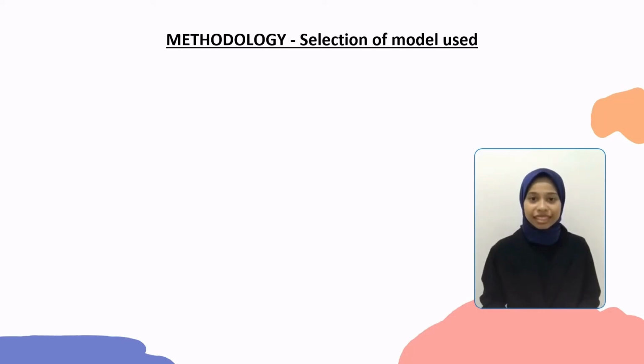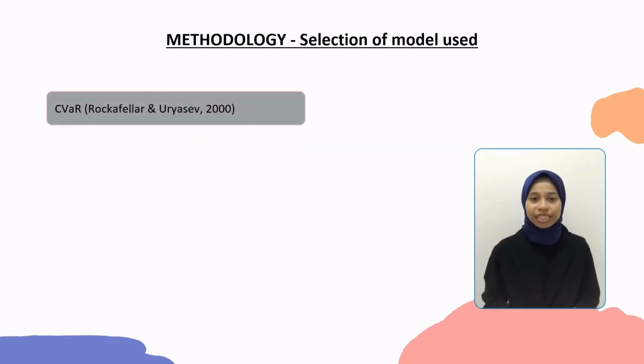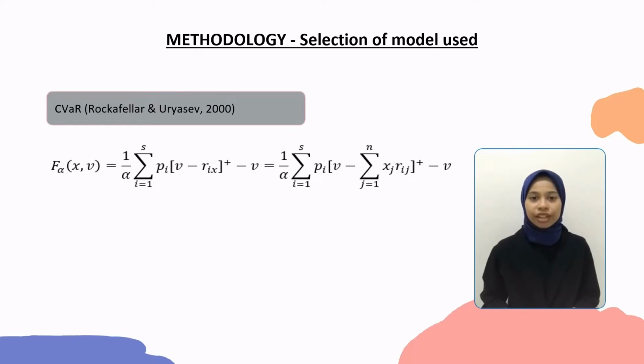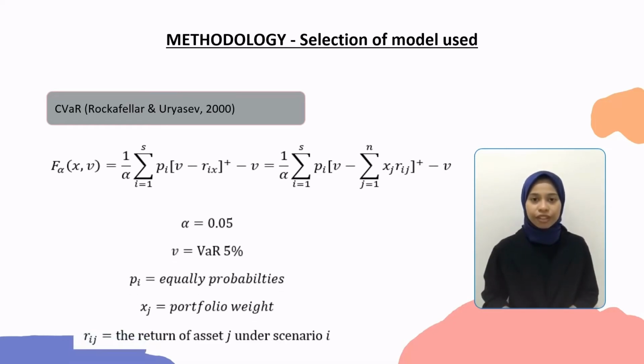Next is the selection of model use. Due to the shortcomings of VaR, we apply CVaR from Rockafellar and Uryasev in 2000. By minimizing this equation, where alpha is set at 0.05, V stands for VaR of 5%, pi is equal probabilities, Xj is portfolio weight, where the summation of the 18 weights sums up to 1, and the weight must be between 0 and 1.